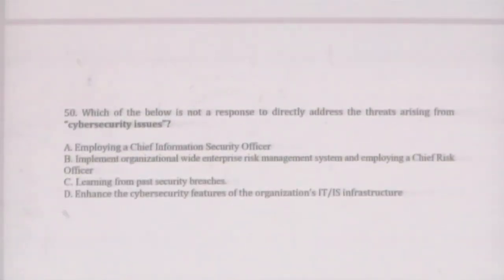Then the last one, cyber security. There are a lot of cyber terrorism activities happening even in Sri Lanka. What is the proper response? Having a cyber security officer is good, it is there in the Sri Lanka corporate governance code as well. Implementing risk management and employing a chief risk officer seems to be odd, B. Learning from past security breaches, again that is important. And the last one, enhance cyber security features. The odd answer is B. So, answer is B. With that we have covered this paper.